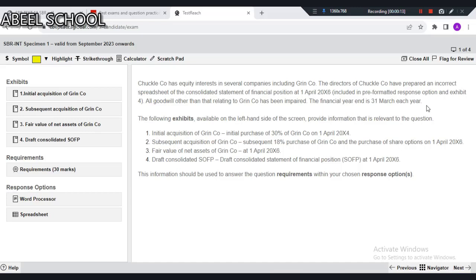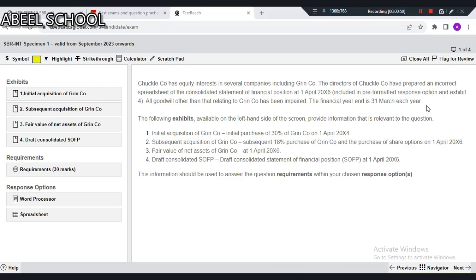how it will be tested. Only the format has changed, which is a really good change, I would say. Other than that, everything in consolidation, all the concepts, each and everything is the same except one thing, that is the presentation. Now you'll be getting a draft consolidated statement. It could be SOCI, it could be SOFP, it could be cash flow statement. You need to just show the proper adjustments in that drafted consolidated accounts.